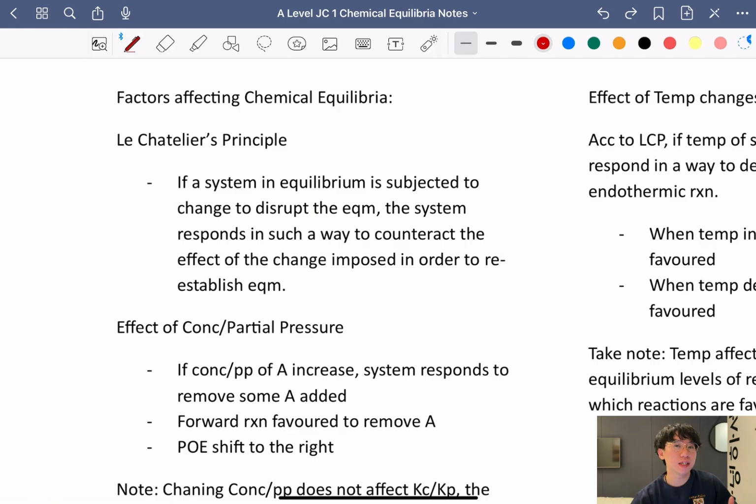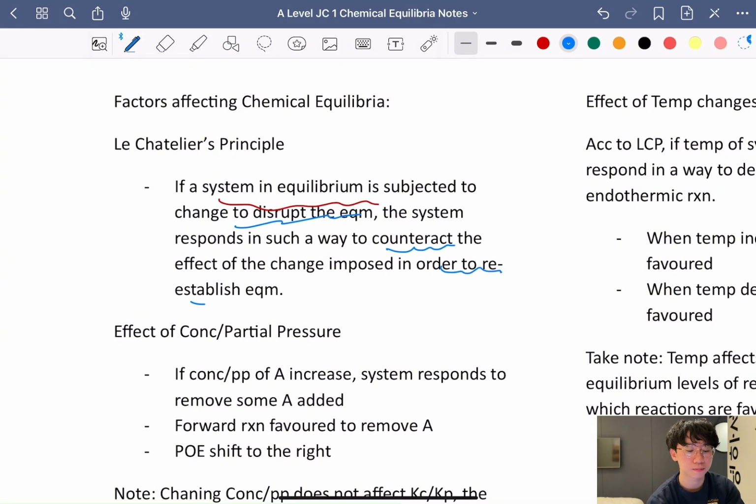And what Le Chatelier's principle says is that if a system is in equilibrium and is subjected to any change to disrupt this equilibrium, the system will respond in such a way to counteract the effect of the change imposed in order to re-establish this equilibrium. So you can think of a chemical equilibrium as a naughty and stubborn boy. If you try to put a change on this boy, or you try to give it any instruction, this boy is going to do the exact opposite and counteract the change itself.